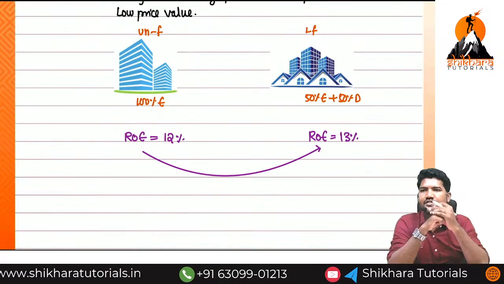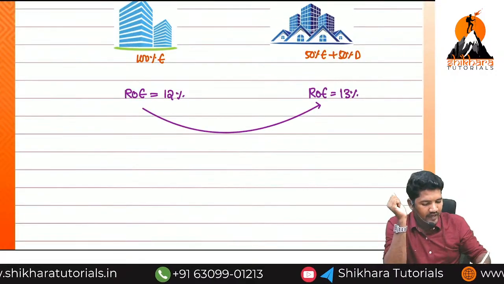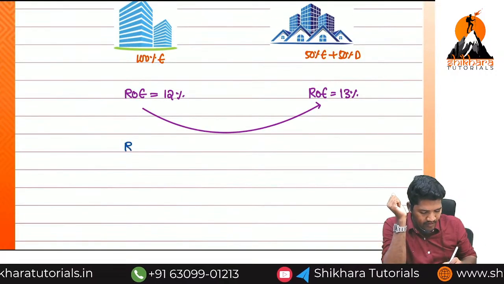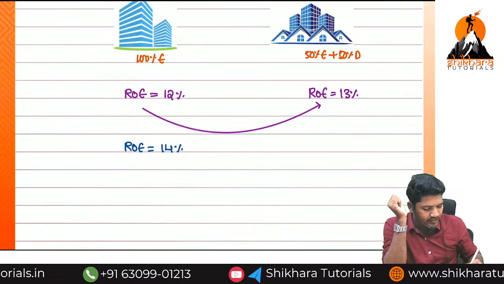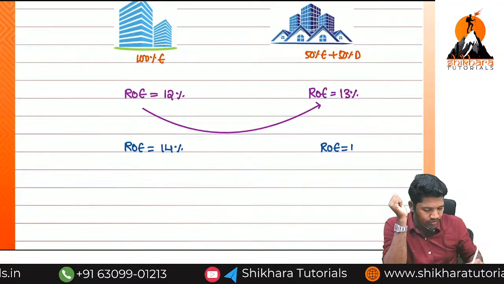Because of high returns. Okay. Now take another example. Return on equity equals 14%. Return on equity equals 12%.